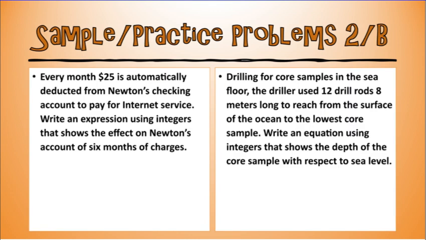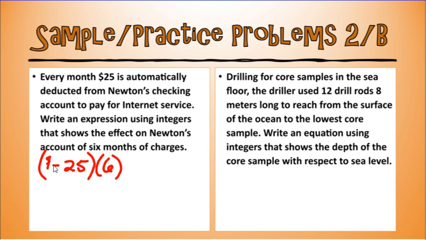Let's look at some word problems. Every month, $25 is automatically deducted from Newton's checking account to pay for internet service. Write an expression using integers to show the effect on Newton's account of 6 months of charges. So each month $25 is deducted, so that would be a negative $25 each month. And they're doing that for 6 months.